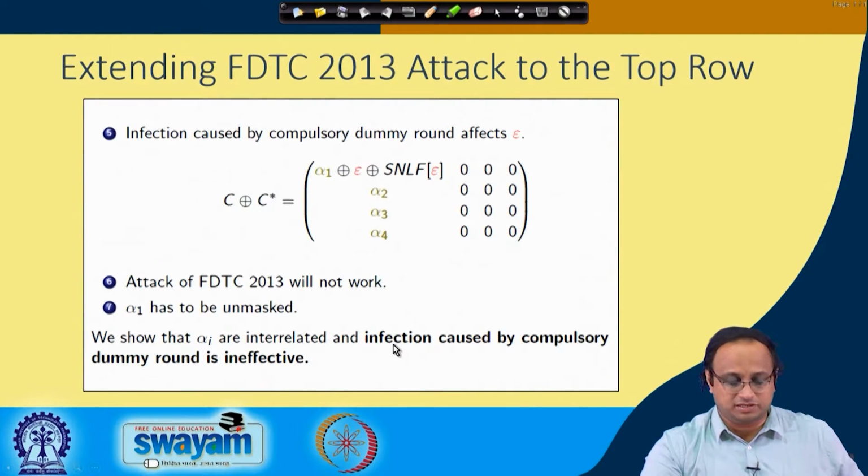And therefore it is difficult for us to extend the FDTC attack to the top row. It was claimed that the attack will probably not work, because alpha 1 has to be unmasked to get the value of epsilon XOR SNNF epsilon. But now we show that all these alpha i's, alpha 1, alpha 2, alpha 3 and alpha 4, are actually interrelated, and therefore you can remove their effect and obtain the value of epsilon XOR SNNF epsilon.